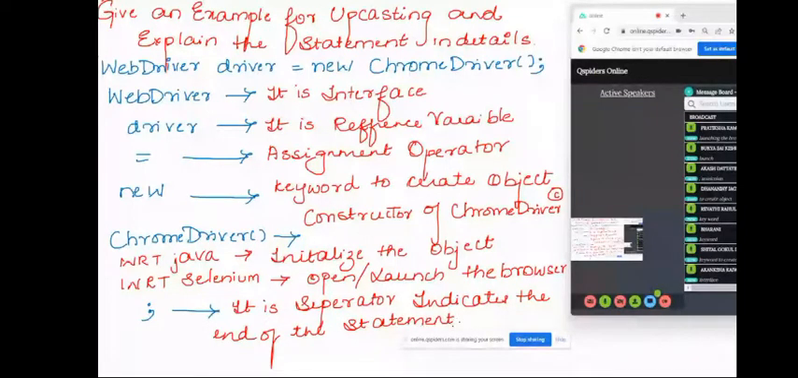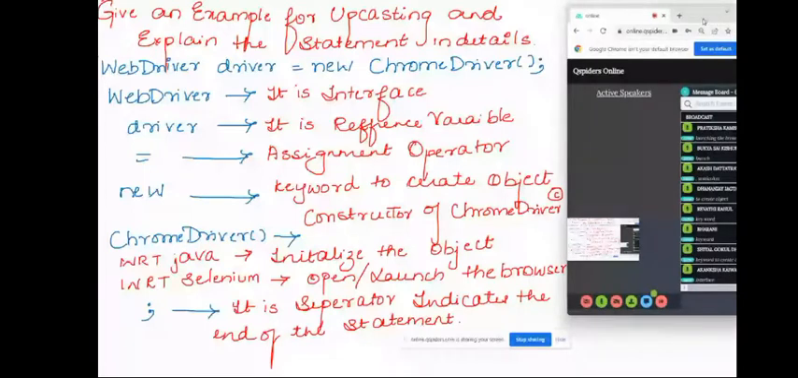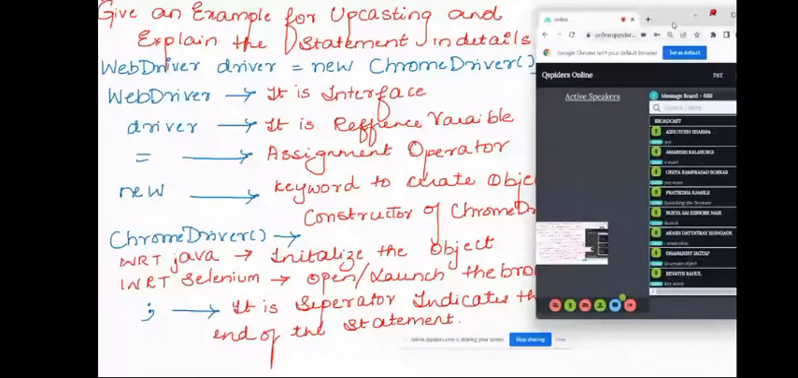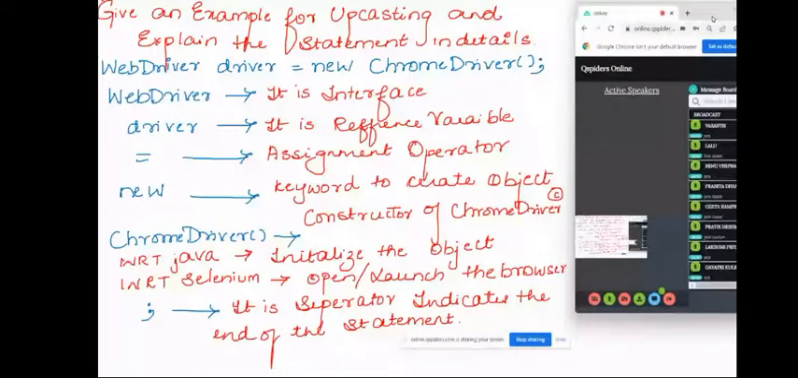Everybody understood? From today onwards, we are going to use this upcasting statement. What's the advantage of using the upcasting statement? We can access all the methods of the WebDriver interface. Are you understanding? Copy down this, learn this, we'll start writing the code.